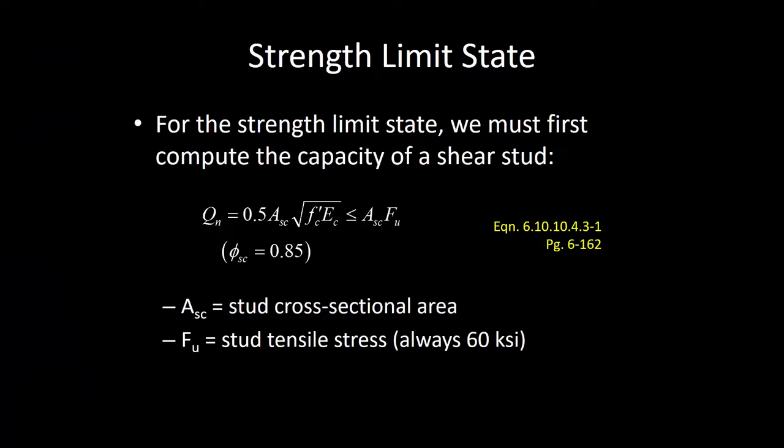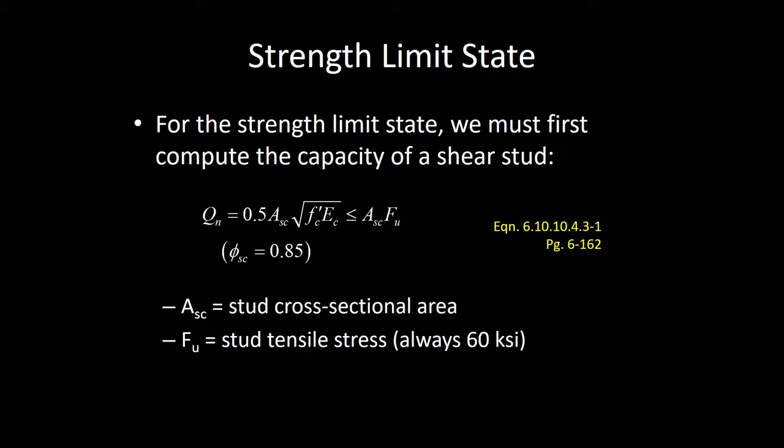Now, I'm just going to go through this very quickly. To design shear stud layouts according to the strength limit state, the first thing that you have to do is figure out what is the capacity of a stud in shear, okay? And it's the minimum of 2 quantities, either FU times the area of the stud, which, since studs are usually made out of A108 steel, FU is usually 60 KSI, and the cross-sectional area, so pi d squared over 4 of the stud, right?